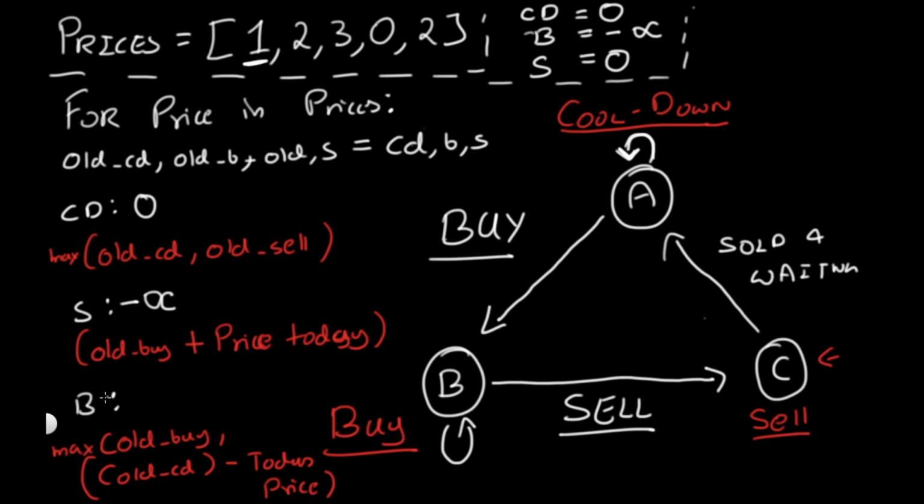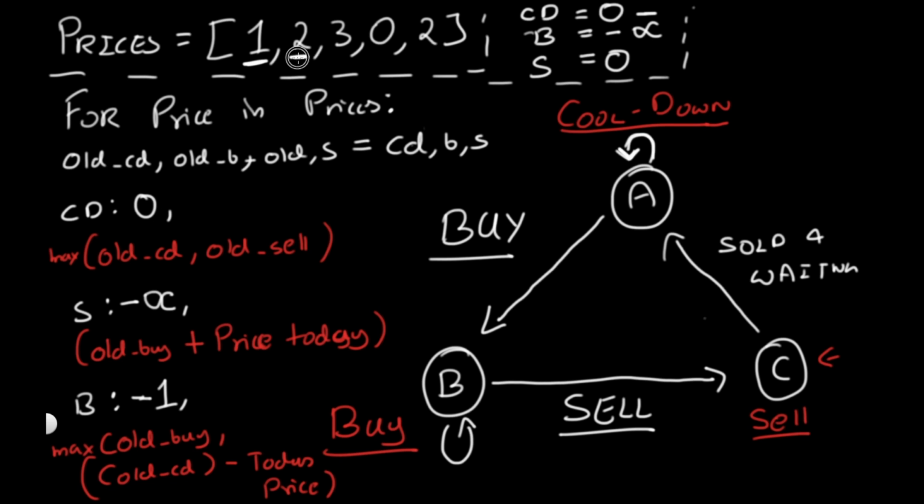Okay, so now we're going to go to our buy. In our buy, we're either going to have whatever our old buy is, which in this case is negative infinity, or we're going to make a purchase today. If we make a purchase today, that's our old cooldown, which is 0 from over here, and we're going to subtract today's price. So 0 minus 1, which is negative 1. And negative 1 is a lot bigger than negative infinity. So our value here is going to be negative 1. That's what we get for our first iteration.